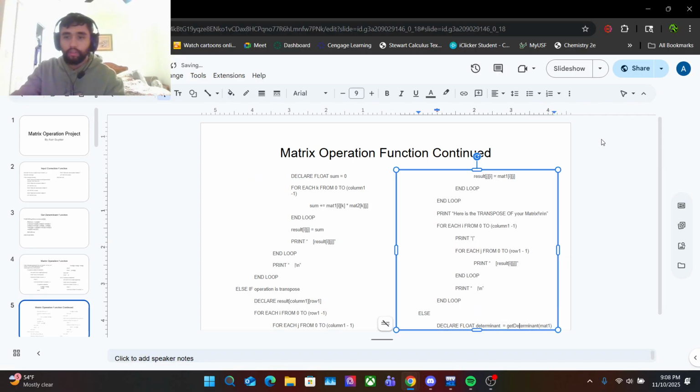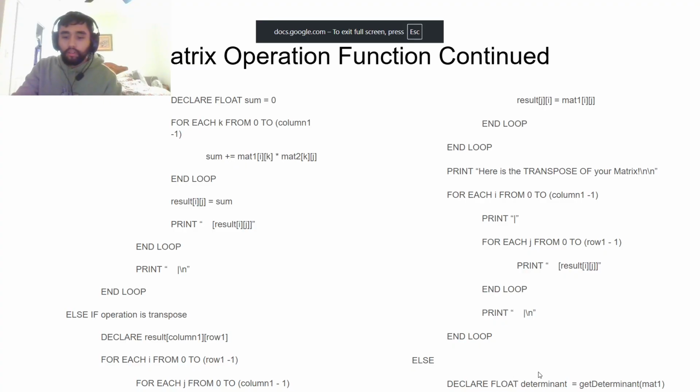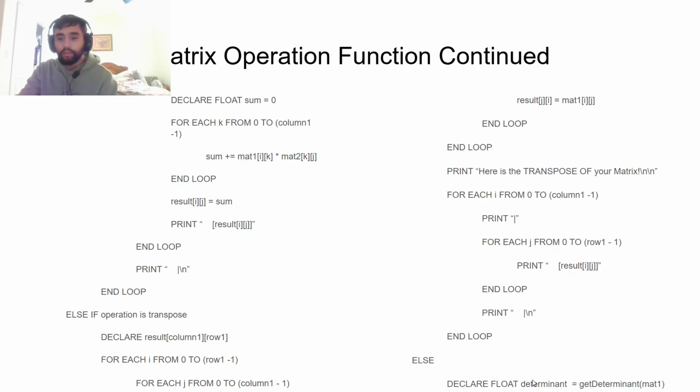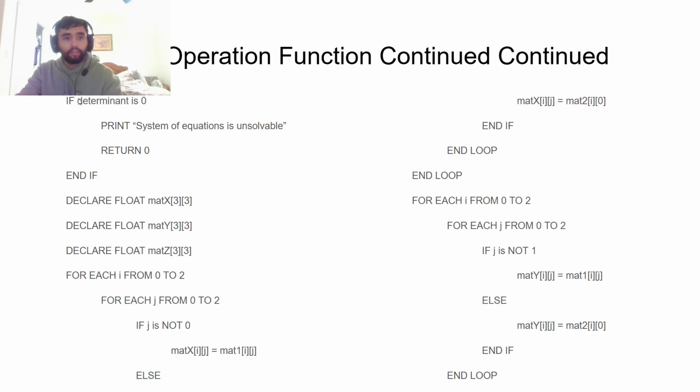Solving equations with Cramer's rule. And the reason why we have the determinant function first defined in the last couple slides is so that we can call it here, because C is a bit picky with its order. Then the first condition it checks is if it is 0, the system of equations is unsolvable. It'll return 0, and since this will be called in the main function, where main will be defined as an integer, it'll stop the entire function immediately. And this just ends the if.